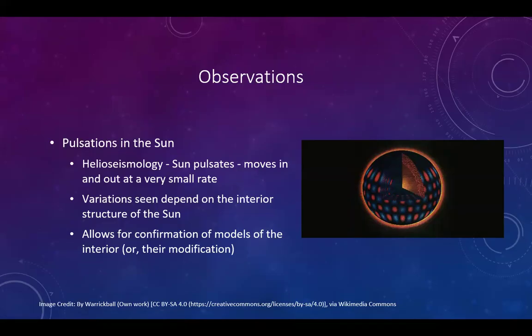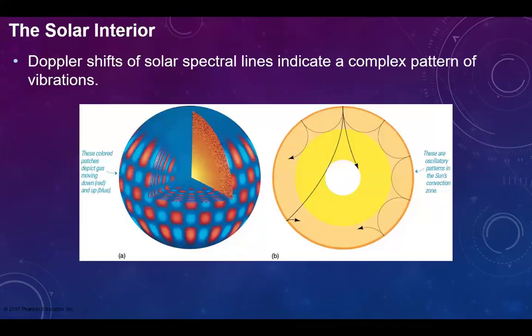This is a reasonably well understood situation. So these colored patches depict gas moving down or up on the surface. And they're sort of bouncing patterns inside. And we can get an idea about the interior structure by how those patterns form because they're going to be affected by the interior structure. It's complex and tricky, but it is possible.